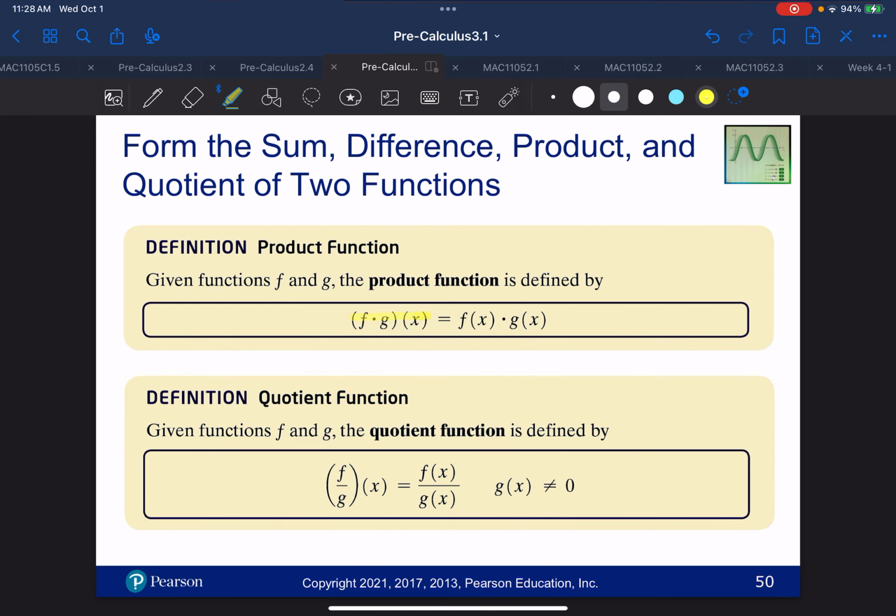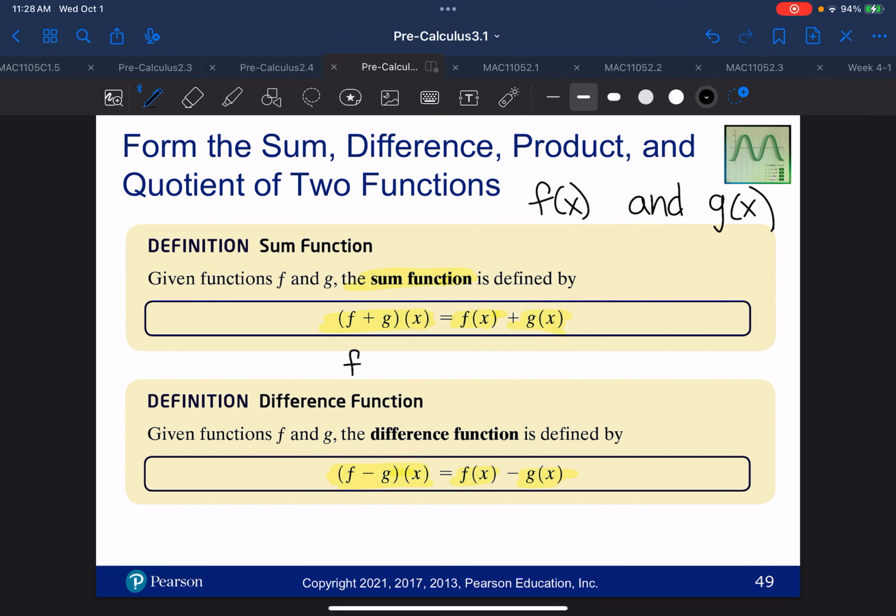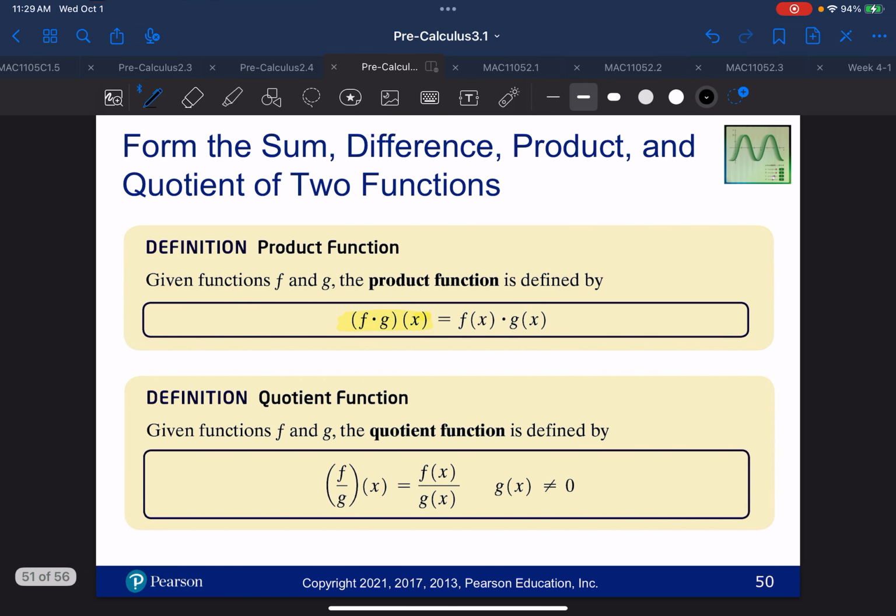Multiplying them, the notation is written like this, f dot g of x, and that's how we read these, by the way. F plus g of x and f minus g of x, f times g of x, and then f divided by g of x will be written like this, and this is the same thing as f of x divided by g of x.